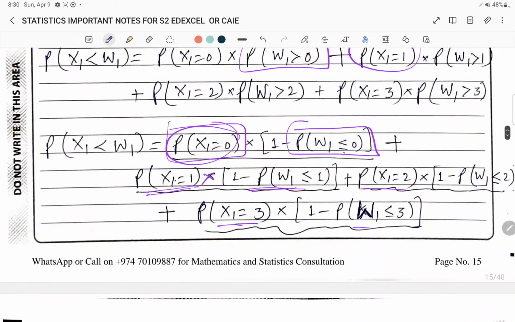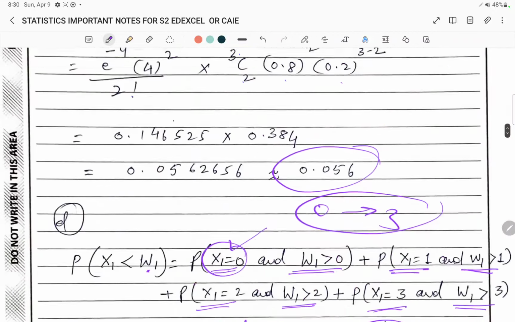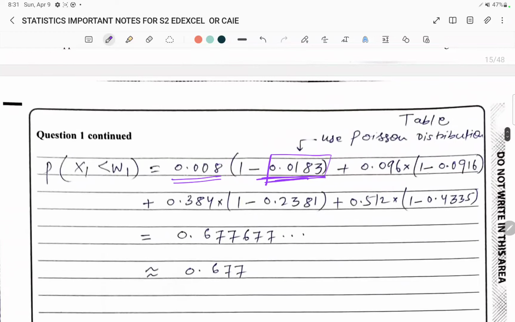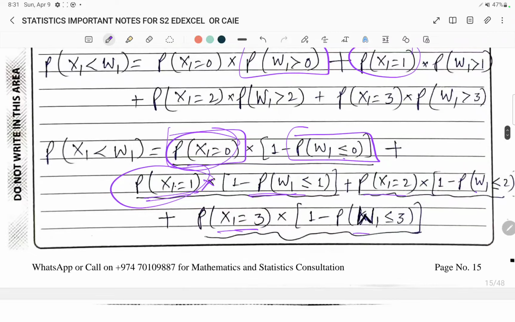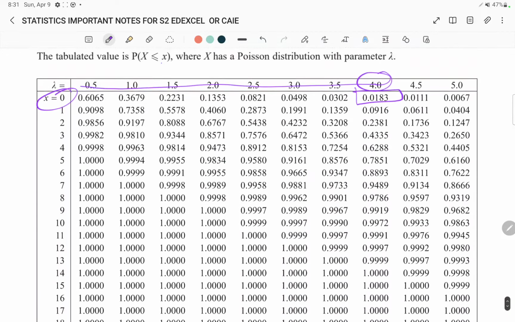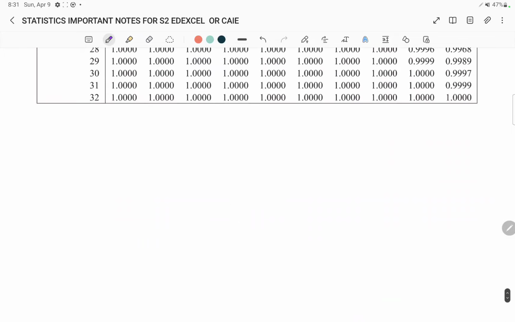This is 0.096, which is P of x1 equals 1, which is from here. And 1 minus P of w1 less than or equal to 1. So 1 minus 0.091. I need to show this. Less than or equal to 1, lambda is 4. Yeah, 0.0916. And next will be 0.2381. And next will be 0.4335.